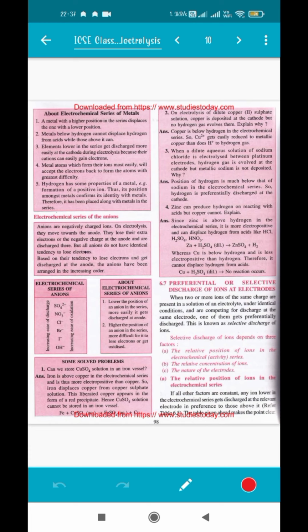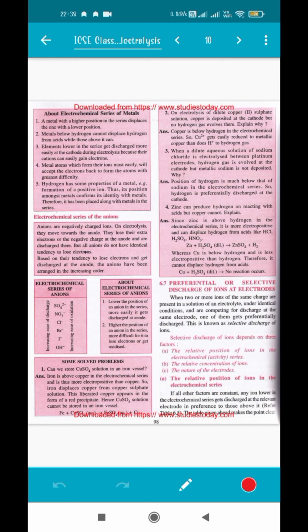Preferential or selective discharge of ions at electrodes. I just told you about the electrochemical series for metals, or for cations. We also have it for anions. We will come to that later. But before that, let us see on the basis of what the ions will go to the cathode or to the anode. If there are two metal ions present, which one of them will go to the cathode, and if there are two non-metals or two negative ions present, which one will go to the anode. So it is based on a number of factors.